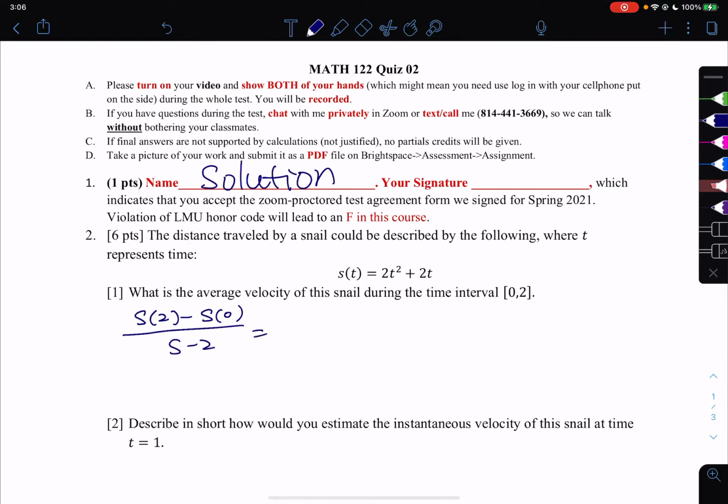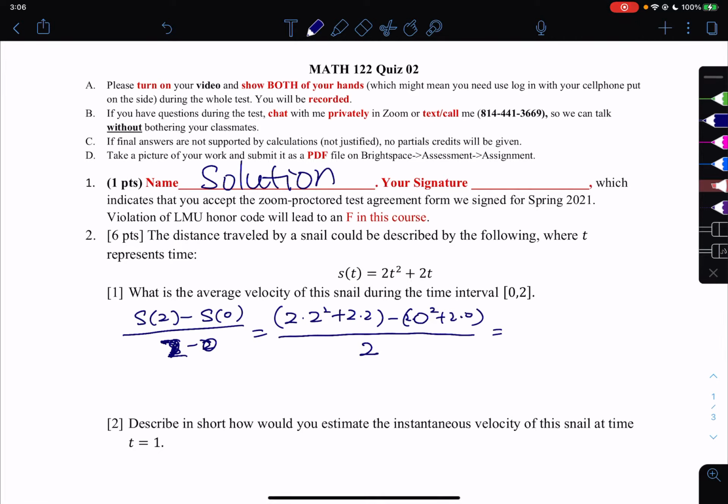So what you're going to end up with is s of 2. So 2 times 2 squared plus 2 times 2 minus 0, 2 times 0 squared plus 2 times 0, divided by, my bad, 2 minus 0. I was a little bit sloppy earlier, which is 2 on the denominator. So it's 8 plus, it's 12 minus 0, divided by 2. So we end up with 6. The average velocity is that.